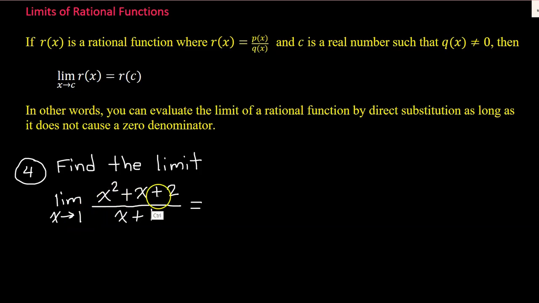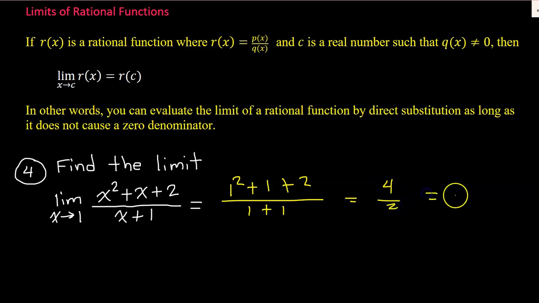So I can just substitute 1 for all the x's. So this is going to be 1 squared plus 1 plus 2 over 1 plus 1. This is going to turn out to be, well, that's just 1, so that's just 4 over 2, which is 2.